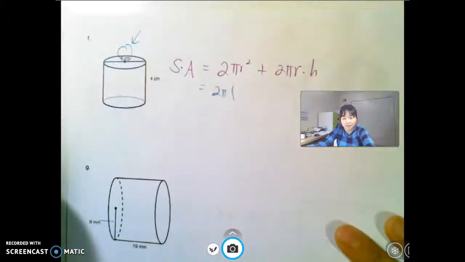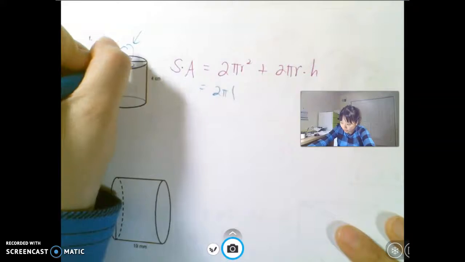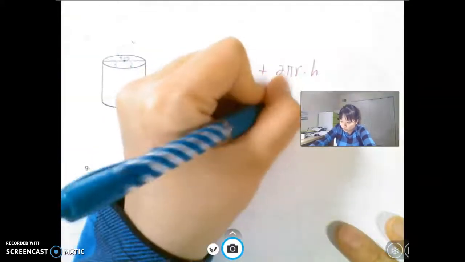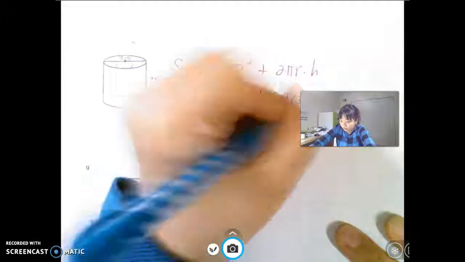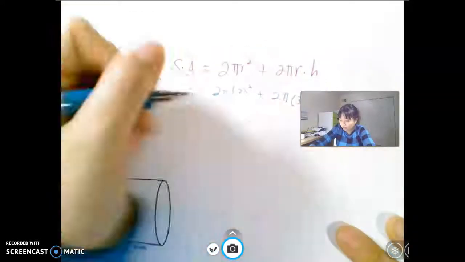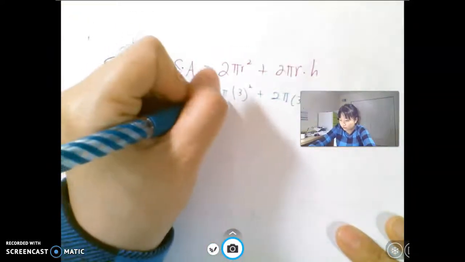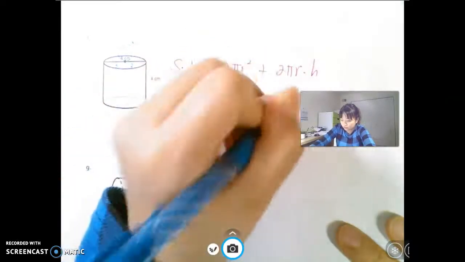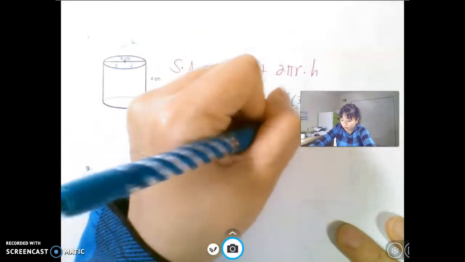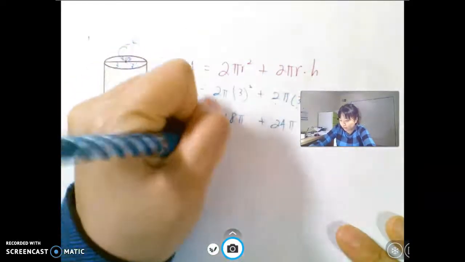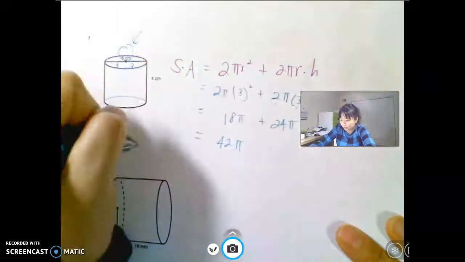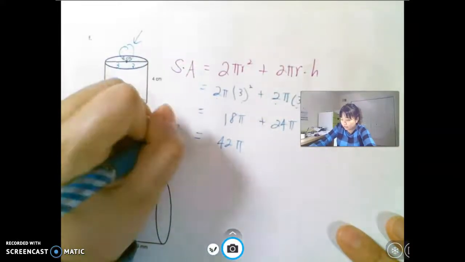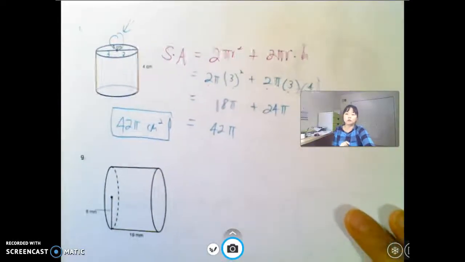That's not r, that's a diameter. So you gotta break it into 2, so it'd be 3 squared like this. 2 pi, 3, 4. So that'd be 2 times pi times 9, 18 pi. 2 times 3 times 4, 24 pi. Add them together, 42 pi. Before you box it in, put the unit, 42 pi centimeters squared.